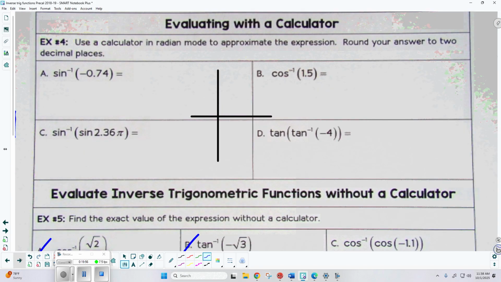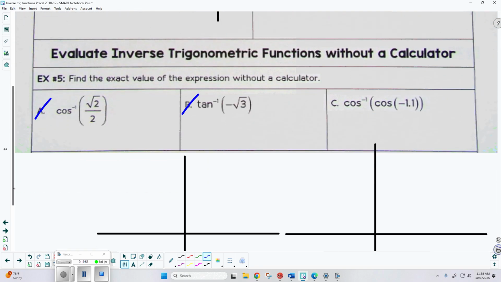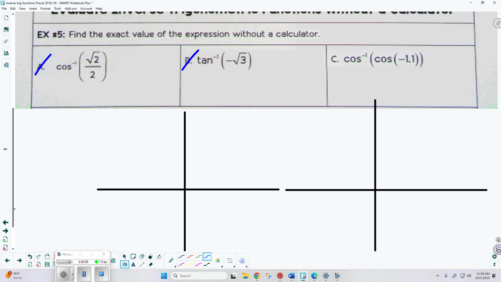Okay. But let's move now to see. This is right above number 6 on the same page that we were on. Now you'll notice I've got A and B marked off. We already solved those earlier in the packet, so there's no reason to do it again. So C says I want cosine inverse of cosine of a negative 1.1.